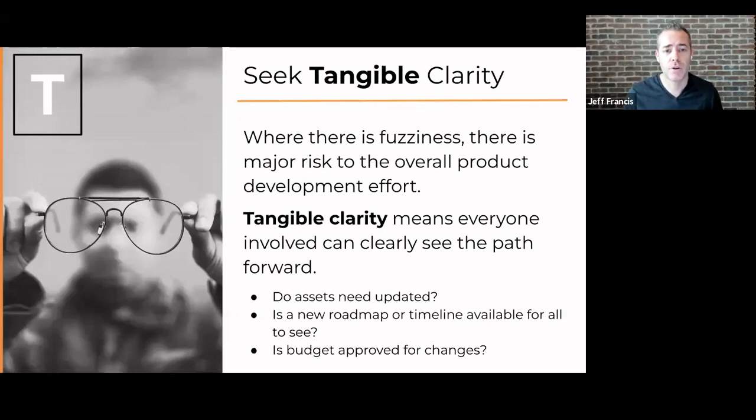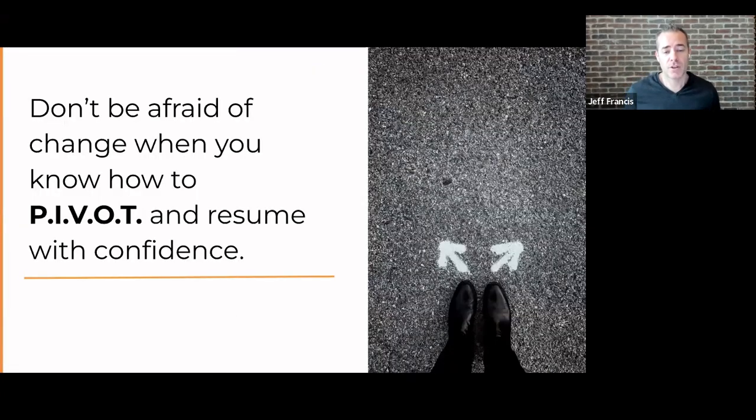So those are examples around what tangible clarity means. A final thought on this one: don't be afraid of change when you know how to pivot and resume with confidence. What we would like you to take away from this is that you don't have to be afraid of a changing landscape. It's inevitable. All we want to do is arm you with a method, or at least a framework, for identifying a potential change, and then working through it in a structured way to de-risk and improve our odds of having a successful product.